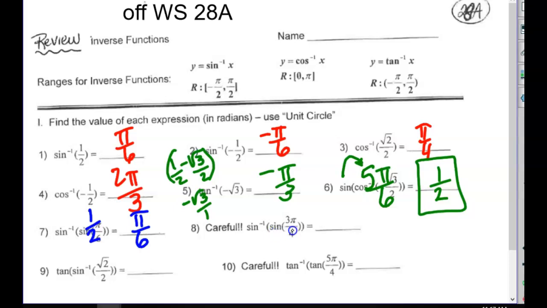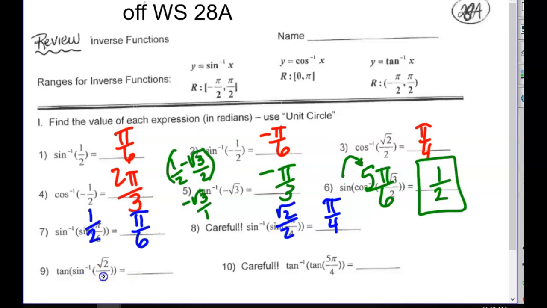This says, what is the sine at 3 pi over 4? Square root of 2 over 2. Can you say the inverse sine of square root of 2 over 2 is 3 pi over 4? No. Arc sine, positive square root of 2 over 2, that happens at pi over 4. If you just do them in steps, you should be okay.